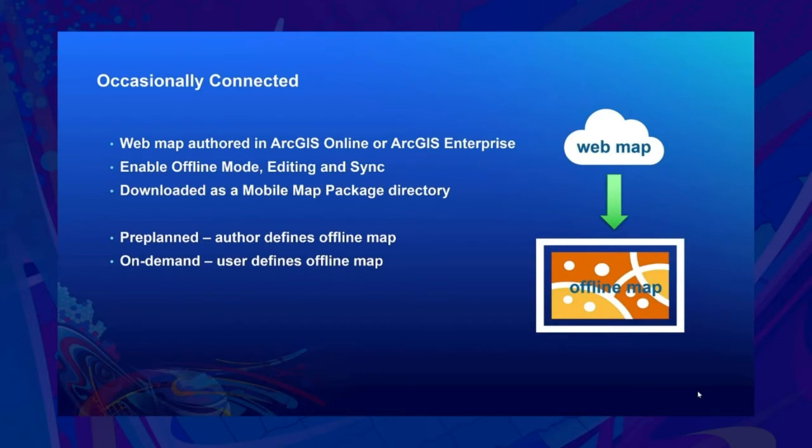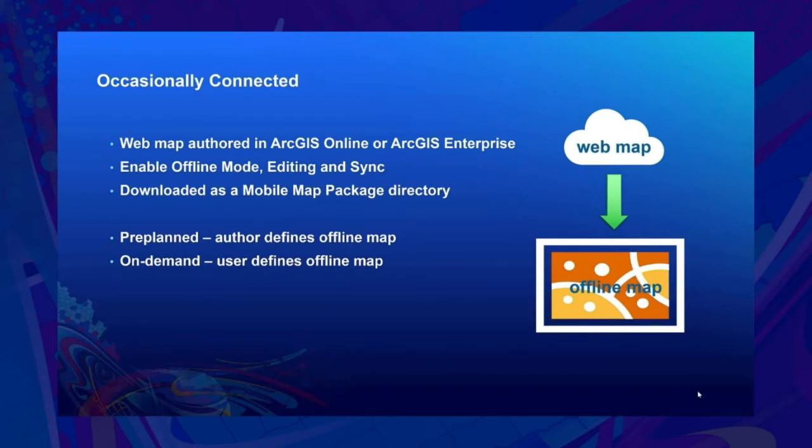Critically, there are some settings you need to do to enable the offline mode on the web map. That includes setting some capabilities to allow you to edit and sync features in the map. And at a high level, what we're going to do is download the map definition and all of the package files that back the services in the web map to a mobile map package directory, just the same as we did when we published from Pro. And then we'll have an offline map or mobile map package that we can use on our device in the same way, the same pattern we saw a moment ago.